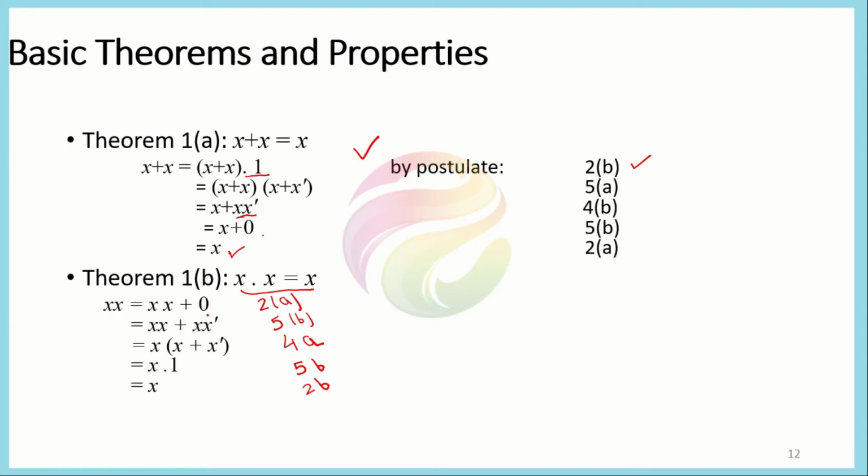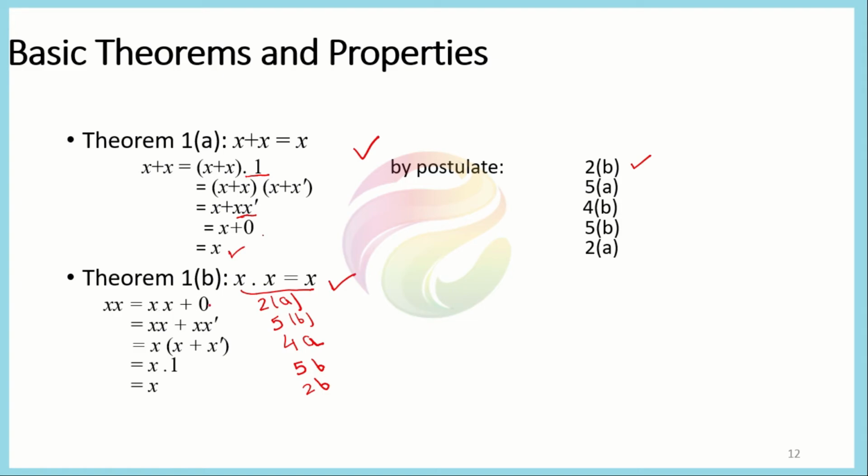So you just need to represent these theorems. Generally, most of the time there is not a unique way to write these things. You may follow a different path and use different postulates, but the end result should always be the same. We need to prove this thing.